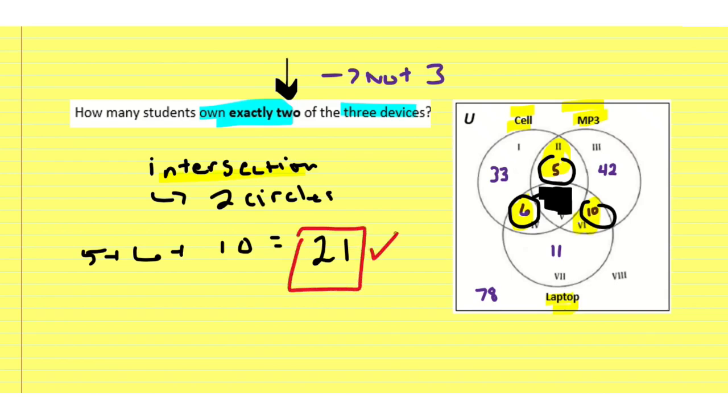Okay, so hopefully you've been able to follow this video and come to a better understanding of the process of looking at Venn diagrams in order to extract information from surveys.